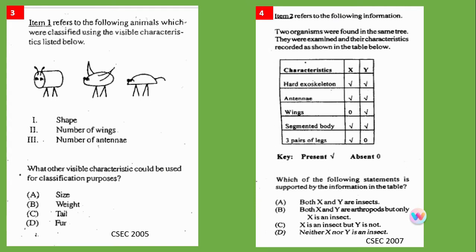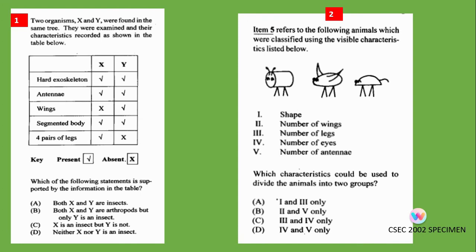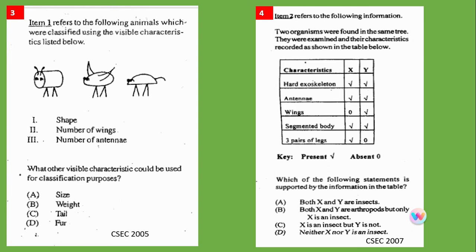Question number 3 refers to the following animals which were classified using visible characteristics listed below. I want you to observe the similarity between question number 3 and question number 2. Question number 3 is from the 2005 paper, while question number 2 is from the 2002 biology specimen paper. We are required to answer the following question: which other visible characteristic could be used for classification purposes? So we are looking at classification here, and the syllabus would have clearly listed ways in which organisms can be classified. Will it be A, B, C, or will it be D?